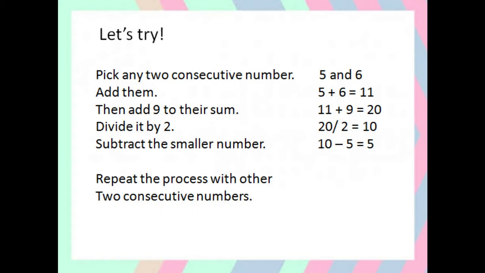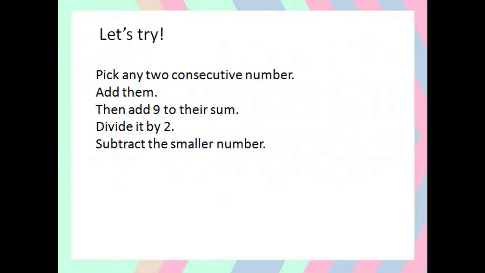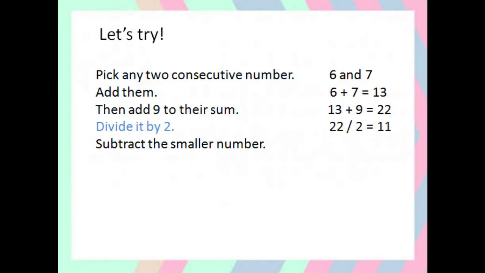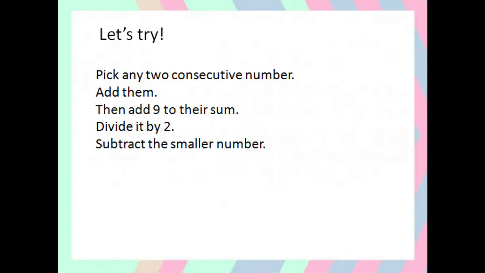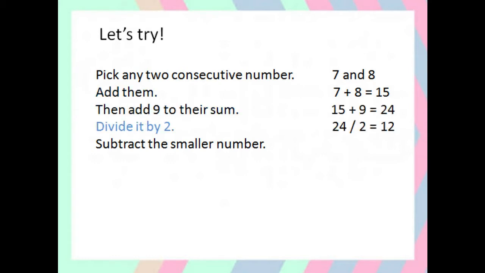Let's try two more. I pick 6 and 7, so that they'll be in systematic order. Their sum is 13. Added by 9 is 22. Divided by 2 is 11. Subtracted by 6, the smaller original number, is equal to 5. On the next trial, I pick 7 and 8. Added to each other is 15. Added by 9 is 24. Divided by 2 is 12, minus the smaller original number, which is 7, and that is equal to 5.